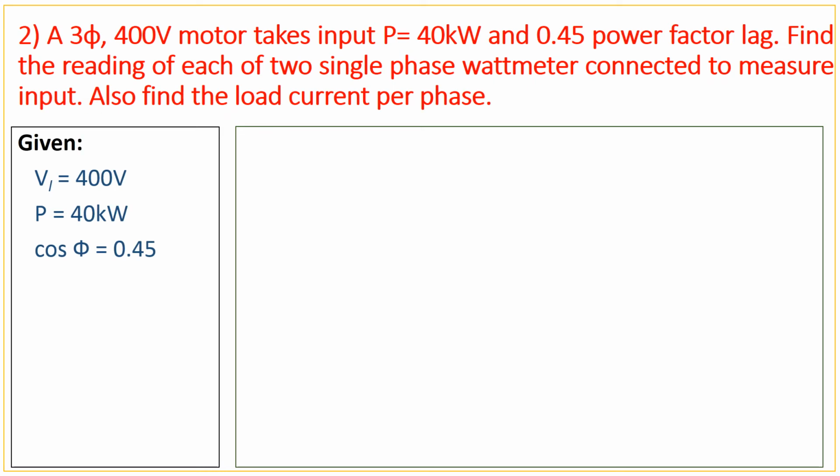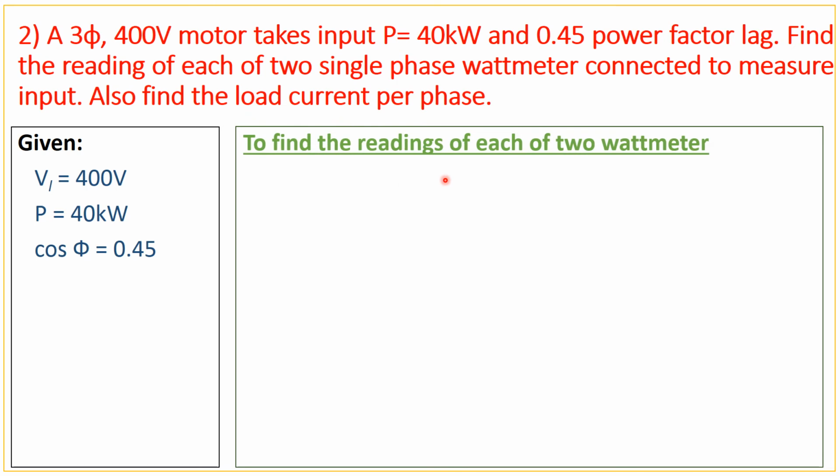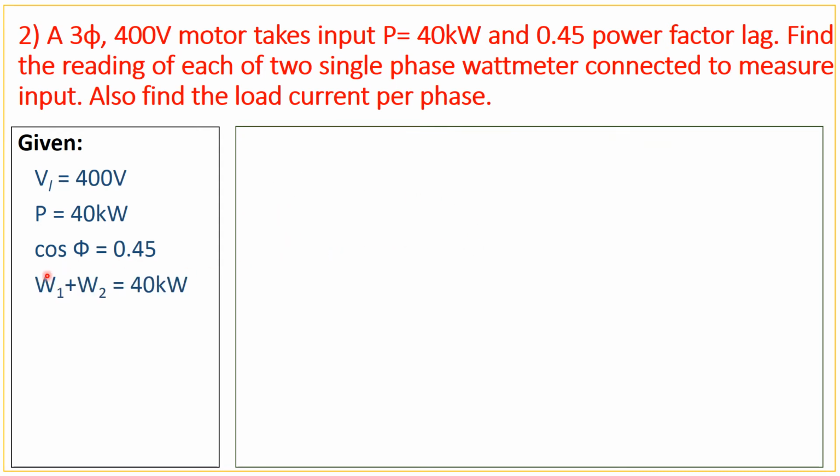So first let me find the readings of each of the two wattmeter. So what is the easiest way to find it? What they have given, P they have given. So what is P here? P is equal to W1 plus W2, right? Therefore W1 plus W2 is equal to P, is equal to 40 kilowatt. So I have got W1 plus W2 is equal to 40,000 watt. So take this as equation 1.